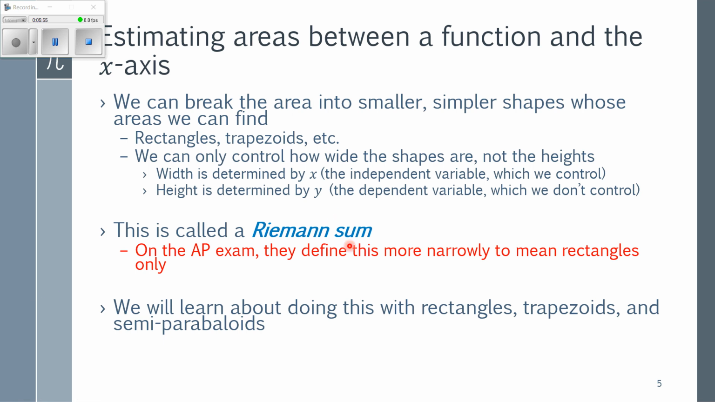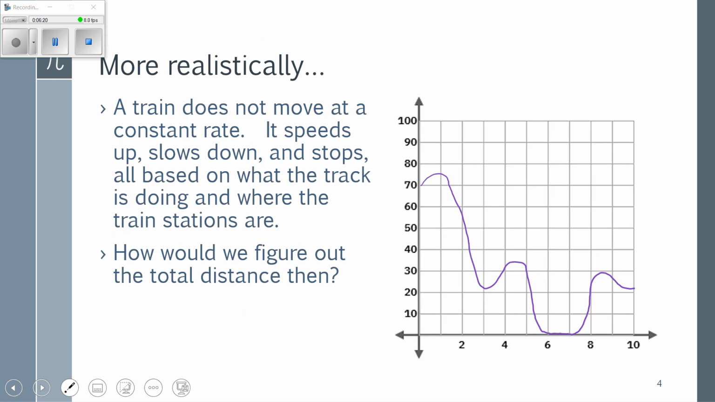So a Riemann sum says, let's break the area into smaller, simpler shapes whose areas we can find. Rectangles are awesome. Triangles, trapezoids, etc. What's a little different for us is we don't get control of the height, we can only control the width. And this is because of which variables we have control of. If I go back to my example here, I can't control how tall my shapes are because the height is being determined by my function, which is a dependent variable.